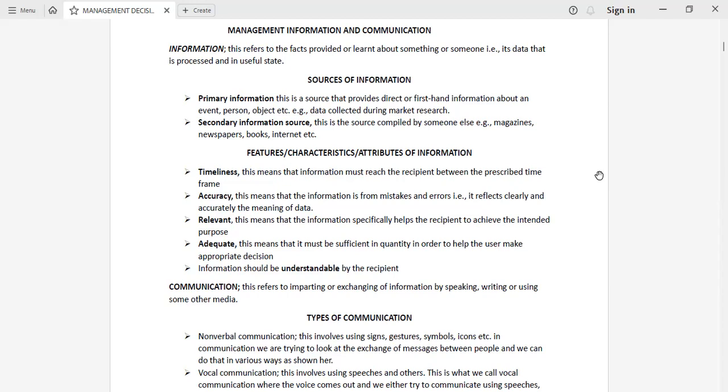When the information is relevant, someone can actually receive that information, because if they don't receive it, then it doesn't turn out to be useful, because we say the information should be in its useful state.